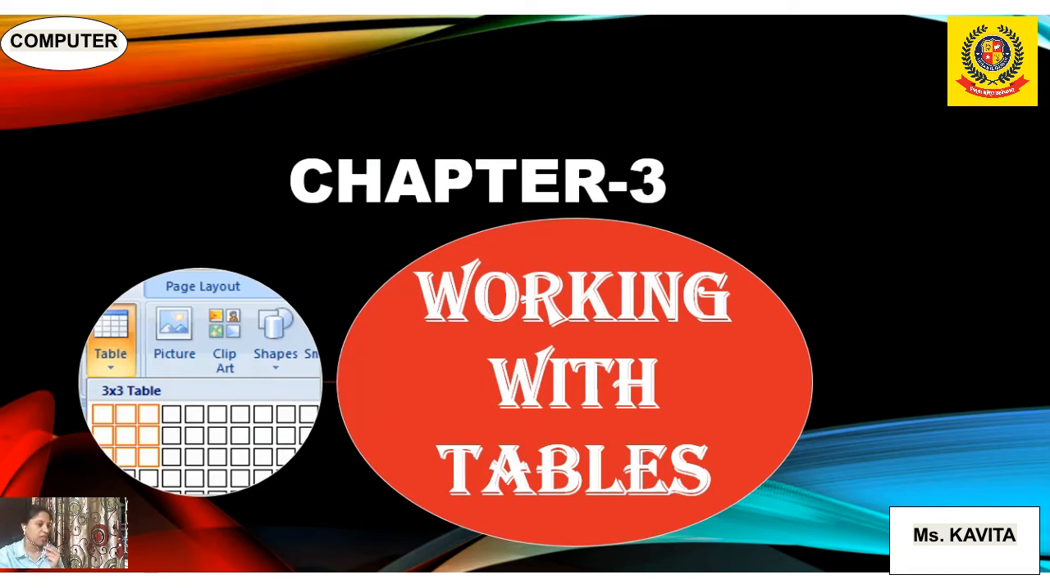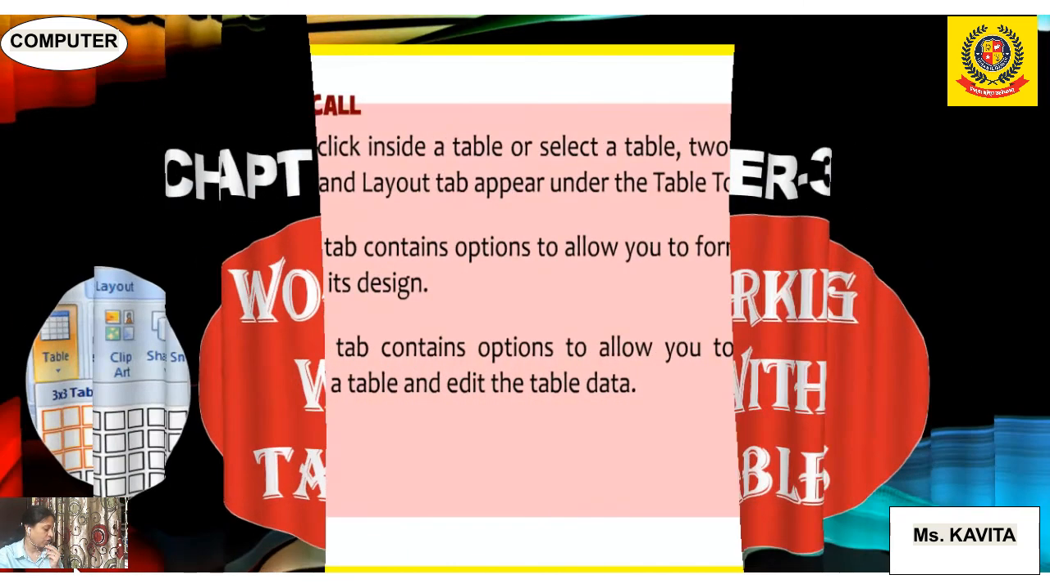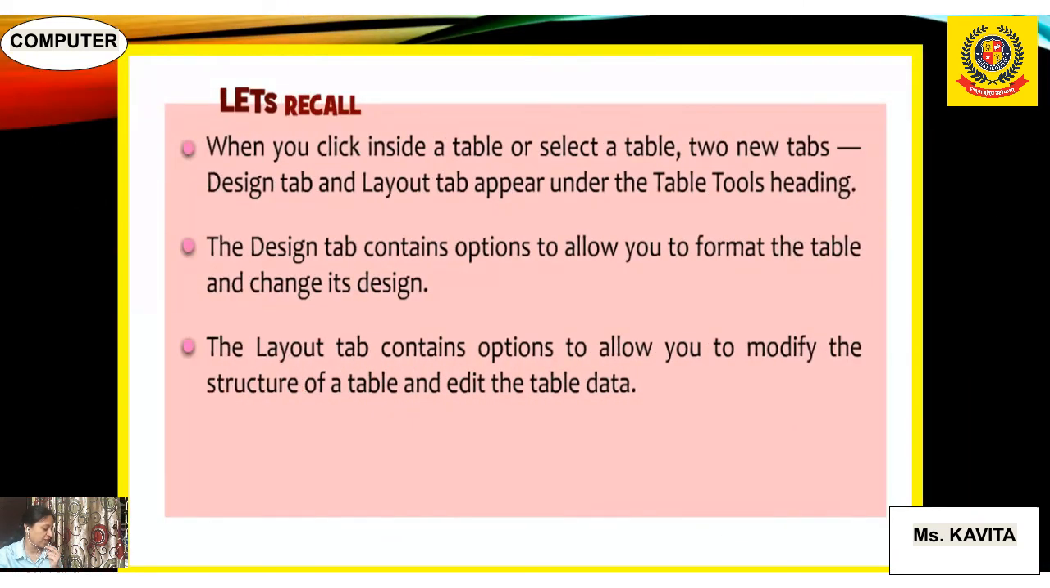So let's recall. A table is a grid of cells arranged in horizontal rows and vertical columns. Tables are used in a document to present data in an organized and concise way. Word provides a number of options to insert a table in a document. All these options can be accessed from the Insert tab. You can resize a table by dragging it from its sizing handle. To move a table, you need to drag it from the Move handle.